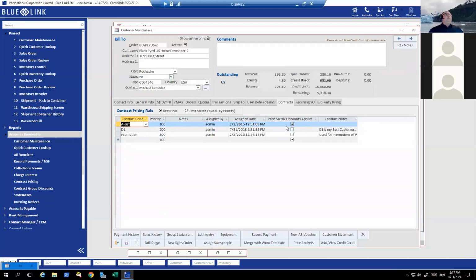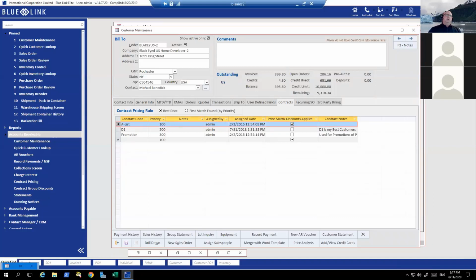You can also see here, does the price matrix get included or does it apply? These are all important fields or buttons because if you have them set in different ways, the system will behave differently. Best price indicates that it will go through each one of these prices. It will go through any of the discounting prices in the system, and it will determine what the best price is and return that. If you ask the system to do first match found, if the product is in here, it will actually return that product first.